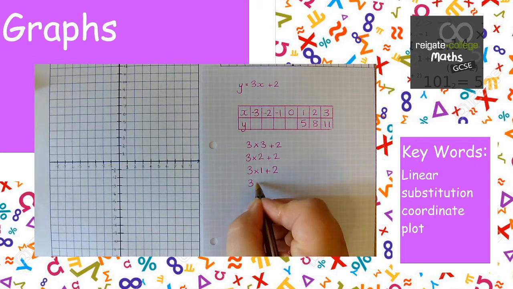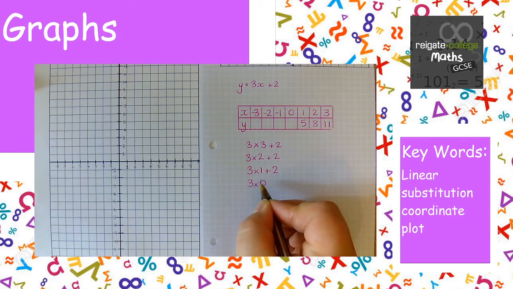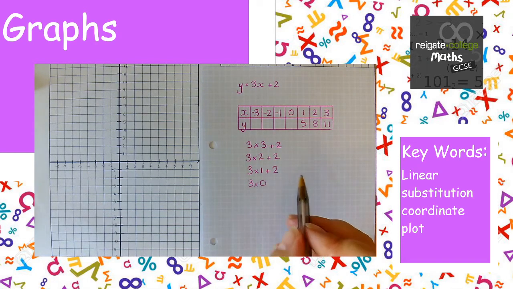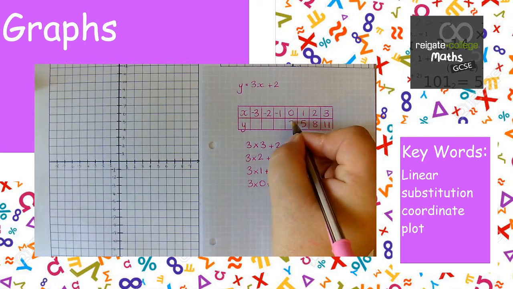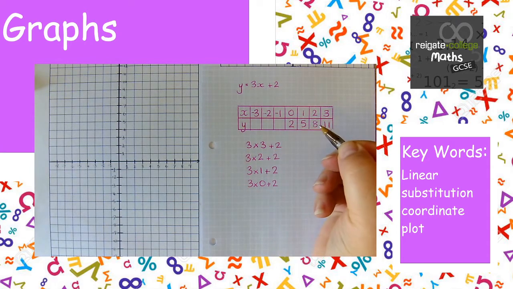Now 0. 3 times 0 is 0, but I still need to add 2. So that makes my y value there 2.